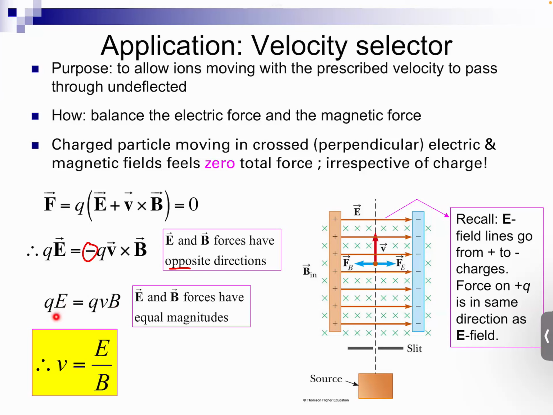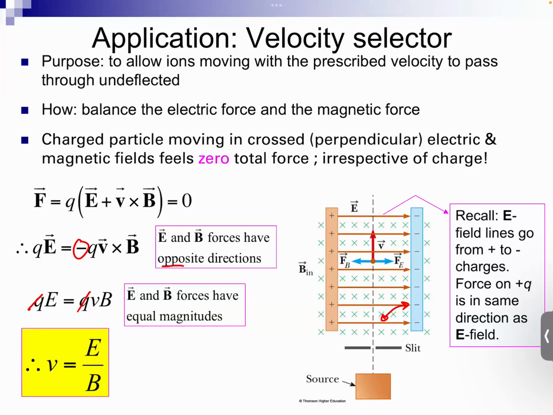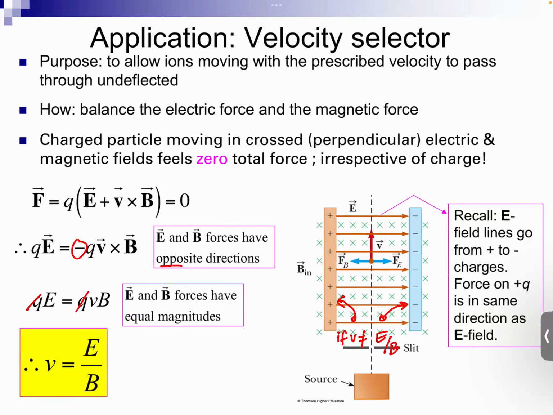Right. But by balancing out the forces, we can see it's the same charge that's moving through the fields. And therefore, any charge that has a speed equal to the ratio of the electric field to the magnetic field will pass straight through. And any charge whose speed is anything except this ratio will either be deflected to the positive plate or to the negative plate of the velocity selector. Okay. This one, v is equal to E over B.